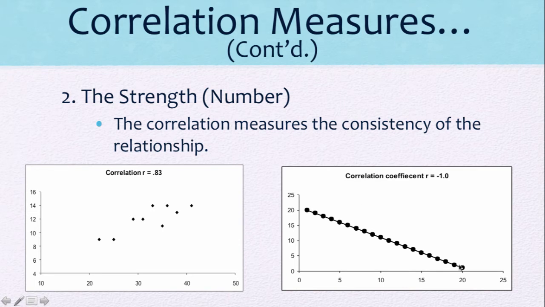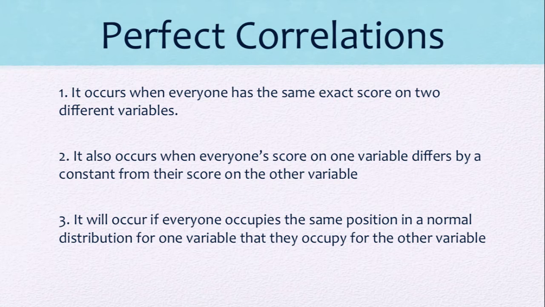On my right, what you have here is a negative perfect correlation. So I want to talk more about perfect correlations. And so there are three ways that you may have a perfect correlation.